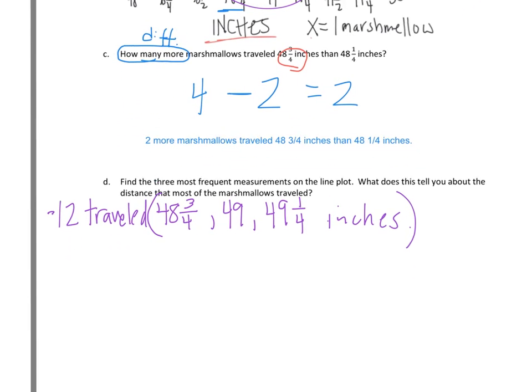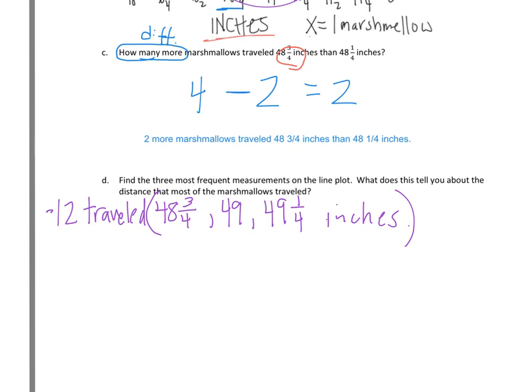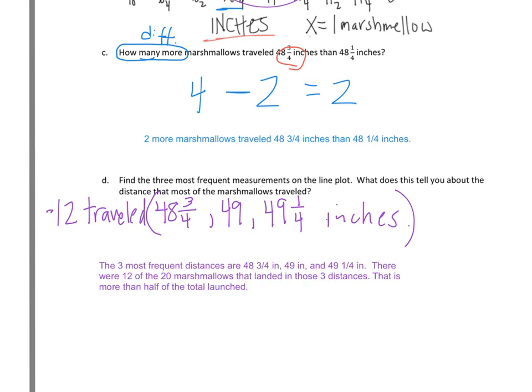So here's my answer statement. It says the three most frequent distances are 48 and 3/4 inch, 49 inch, and 49 and a quarter inch. There were 12 of the 20 marshmallows that landed in those three distances. That is more than half of the total launched. So that's summarizing my whole statement that I wrote up above and the line plot.